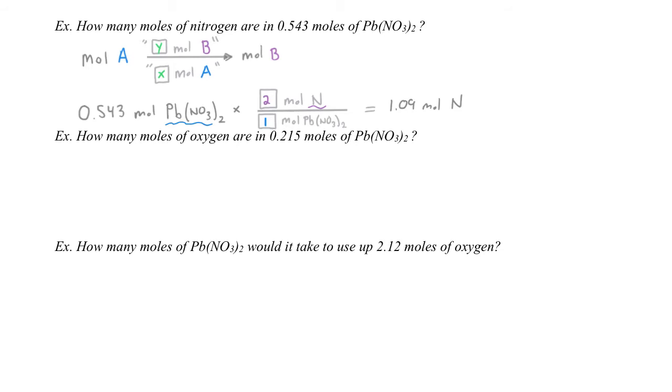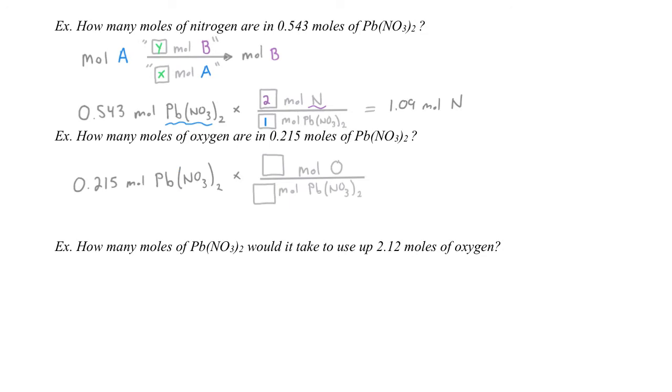Let's take a look at this next example. How many moles of oxygen are in 0.215 moles of lead nitrate? Go ahead and pause the video and see if you can set up the starting point, the conversion factor, and then get the value for this example.